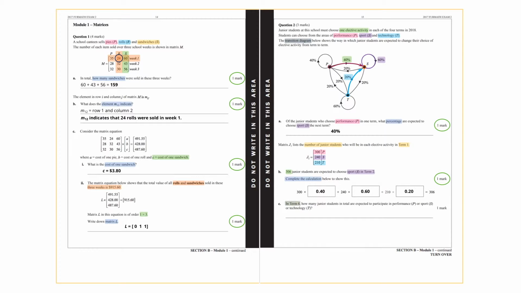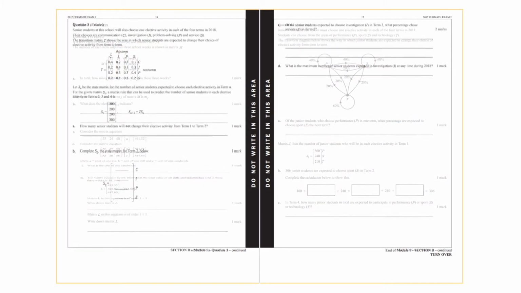Part C. In term 4, how many junior students in total are expected to participate in performance or sport or technology? The total number of students does not change. So we have 300 plus 240 plus 210, which is 750. This question is worth 1 mark for the correct answer.